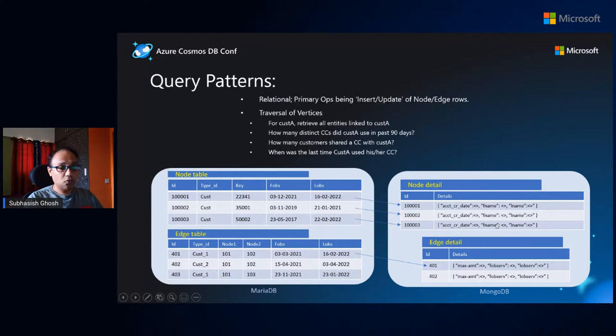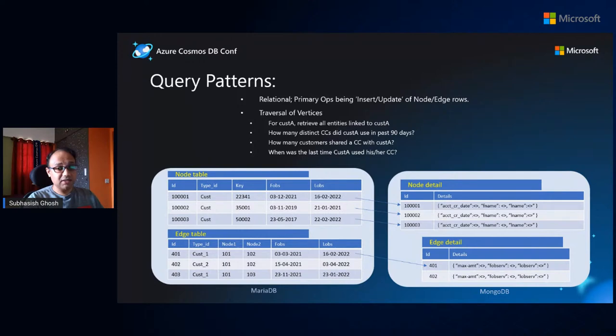Now if I move on to the query patterns which they were doing, that's also one of the key reasons why we see more and more customers modernizing using Cosmos, because the top query patterns are all relational. So primary ops was a combination of insert and update of the node and edge rows. Let's say for a customer, I want to retrieve at a given instant of time all entities which are linked to the customer.